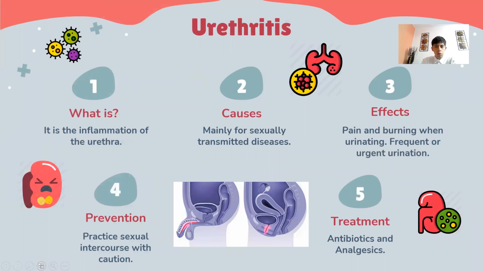We have urethritis, and this is the inflammation of the urethra. The causes, mainly sexually transmitted diseases. The effects of urethritis are pain and burning when urinating and frequent or urgent urination. The prevention, practice sexual intercourse with caution, and the treatment, antibiotics and analgesics.